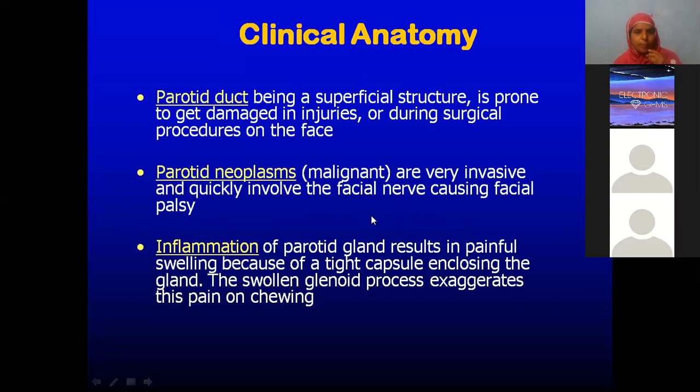Okay, then the parotid duct is very much superficial, no? Just below the skin. It is running over the masseter, but it is superficial only. That's the reason during any surgical procedures, there is a risk of this duct getting damaged. Okay, parotid neoplasm. Neoplasm means cancers. So I told you which nerve we should take care of. Facial nerve. If we are not taking proper care, then it may lead to Bell's palsy, isn't it? So this already I told you, inflammation, swelling.